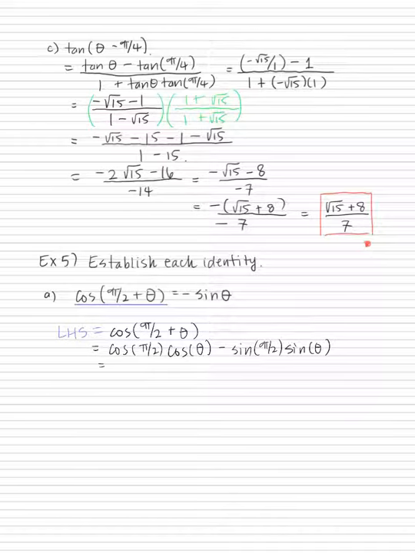Okay, so then what's cosine of pi over 2? Cosine of pi over 2 is 0. 0 times cosine of theta. And minus sine of pi over 2 is 1 times sine of theta. So this is going to get what? 0 minus sine of theta, which is just minus sine of theta, which is precisely our right-hand side.